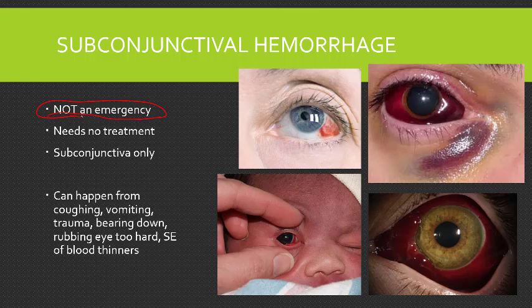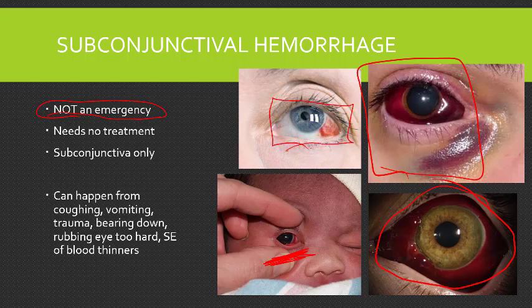Notice that in order for it to be a subconjunctival hemorrhage, it cannot involve anything inside the cornea. So it's only the conjunctiva. This can happen from a particularly hard birth in the infant. This can also happen from really intense retching or vomiting, coughing, trauma, like somebody got punched in the eye here. What if you rub the eye too hard and you're on anticoagulants, which is what happened here? What about if you just happened to be rubbing your eye too hard?